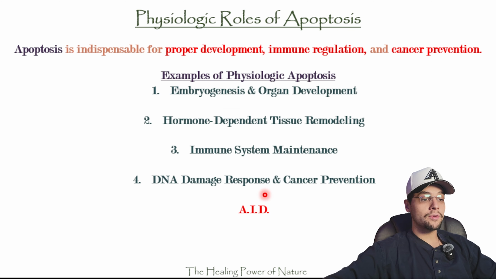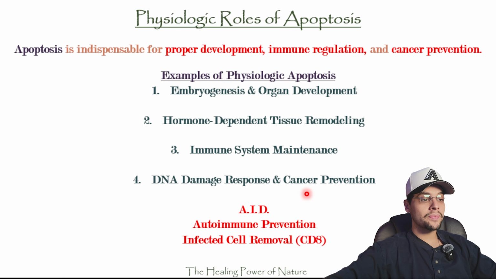A key mnemonic you can remember for apoptosis is AID. A, autoimmune prevention, T cell selection in the thymus. I, for infected cell removal by CD8 T cell induced apoptosis. And D, DNA damage repair and cancer prevention by p53 tumor suppression.